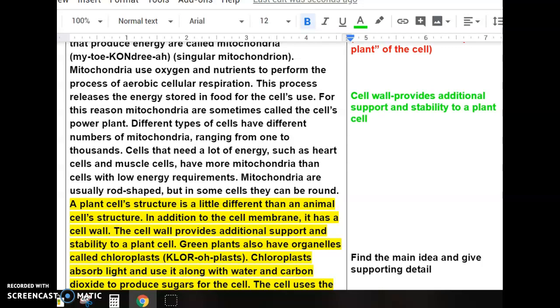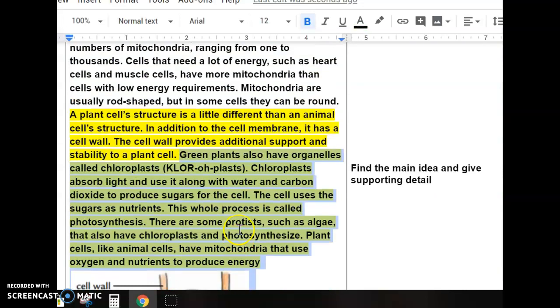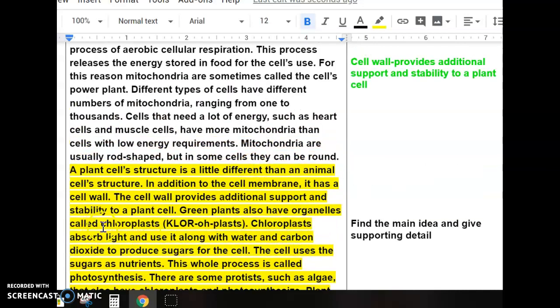Okay? And then if you keep reading, it says green plants also have organelles called chloroplasts. Okay, so chloroplasts, it says, absorb light and use it along with water and carbon dioxide to produce sugars for the cell. The cell uses the sugars as nutrients. This whole process is called photosynthesis.